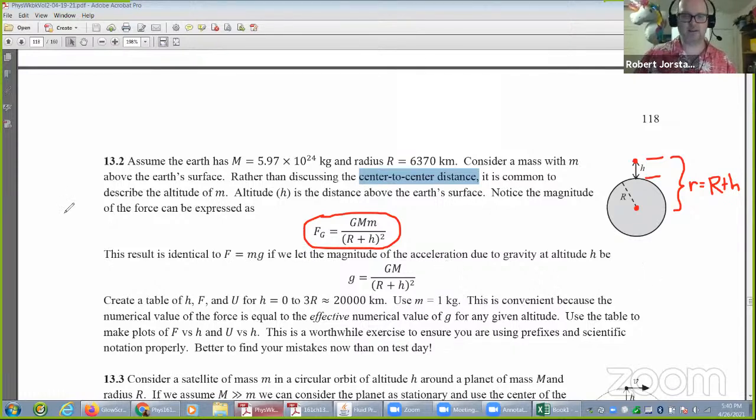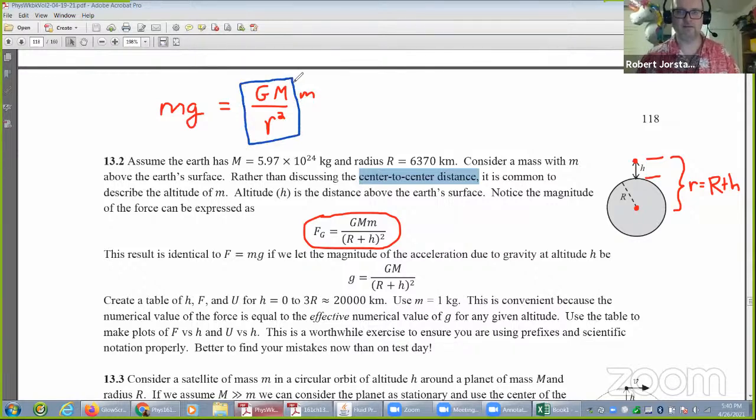Now check this out. You guys know that mg is the force due to gravity up until this chapter. If I look at this one, we are saying that that's supposed to be G, big M, little m, all over r squared. If you look, shouldn't this garbage right here equal g if r is close to the radius of the planet?